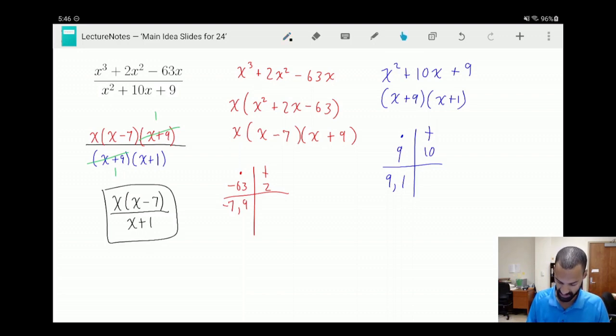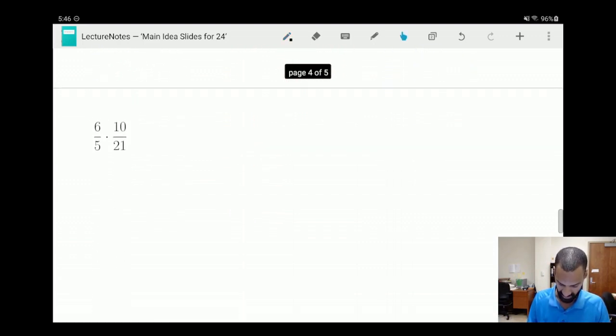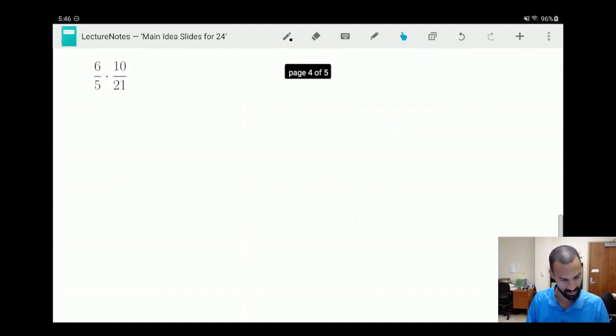So we see the strategy, right? We just simplify. Now let's get to some slightly more complicated problems. Before we do that, let's do this easier problem here. 6/5 times 10 over 21. So we're going to multiply two fractions together. I think you probably see where this is going to go, but let's start with this. 6 over 5 times 10 over 21.